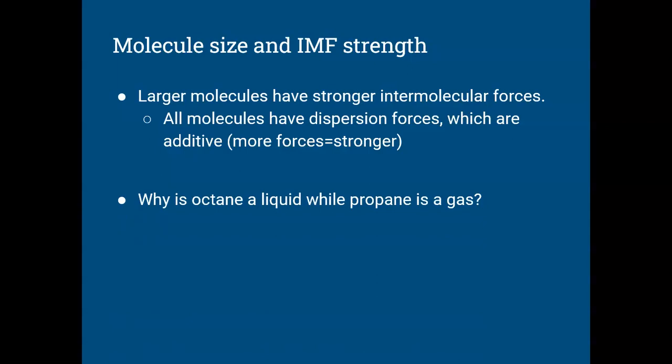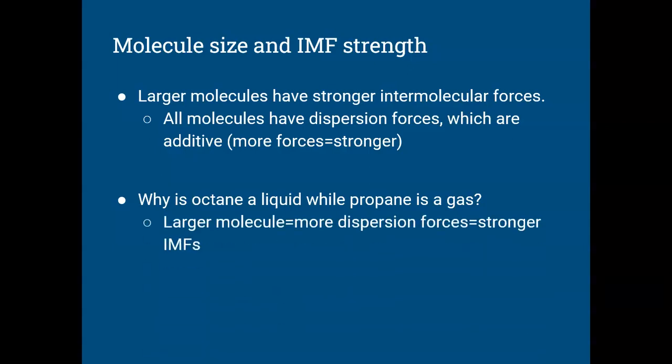Now, this brings us to understanding why octane, which is the gasoline that you put in your car, is a liquid, while propane, which we use on a gas grill, is a gas. And this is because octane is a larger molecule. It has 8 carbons as opposed to 3. So since it's a larger molecule, it has more dispersion forces and therefore stronger IMFs.